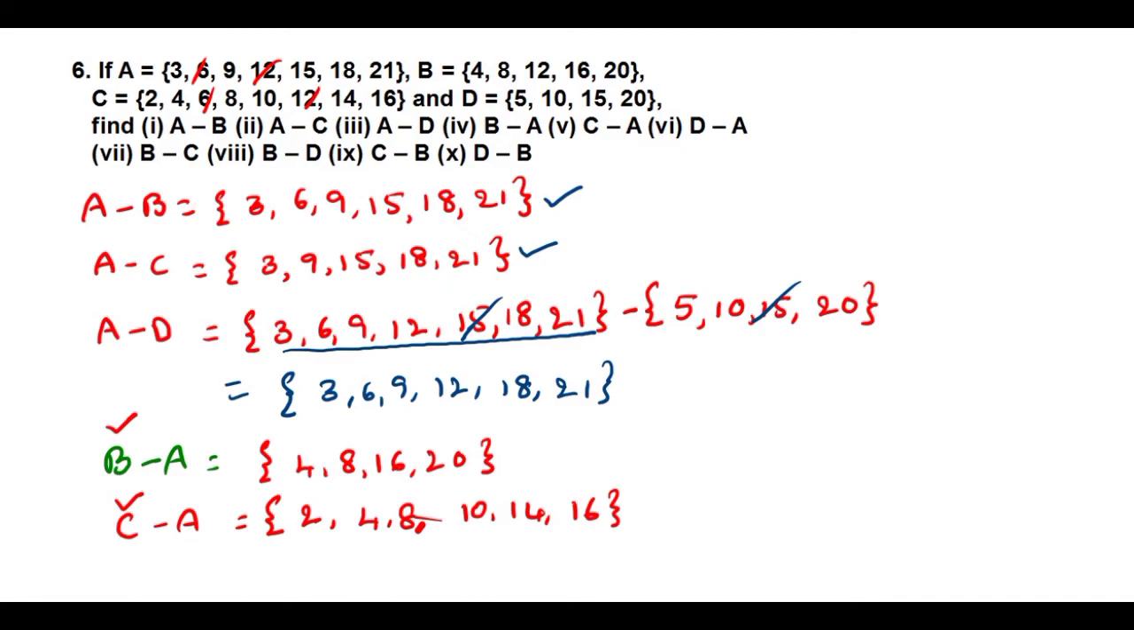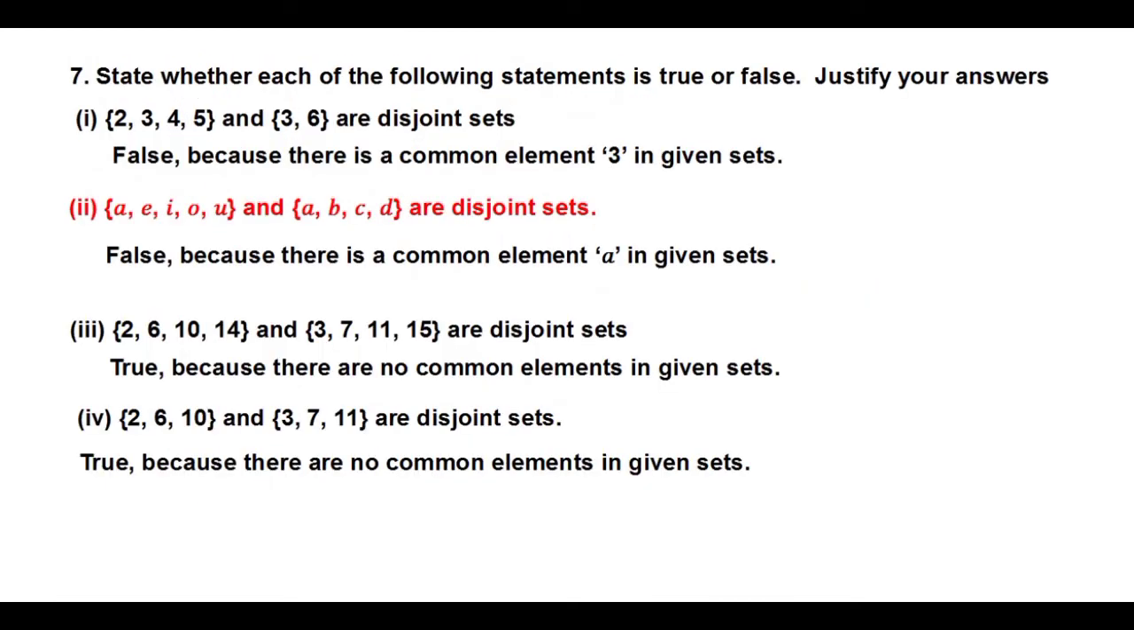I hope you understood this one. Then you try to complete the remaining. What is D minus A, B minus C, B minus D, C minus B, D minus B. Okay, so you can try this one. And next one, and the last question of the exercise, state whether each of the following statement is true or false and justify your answer.